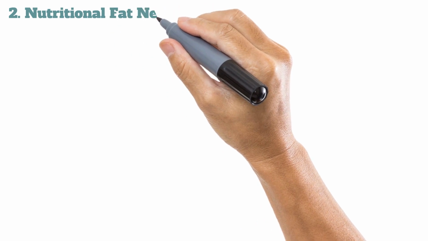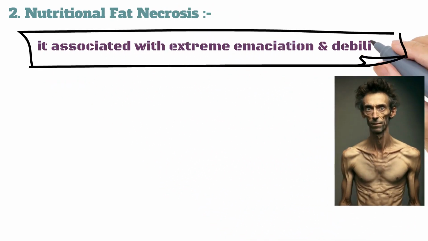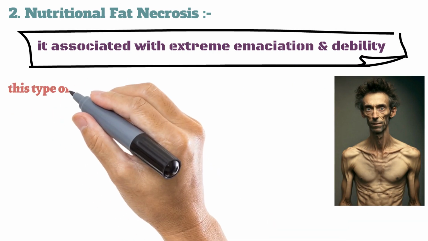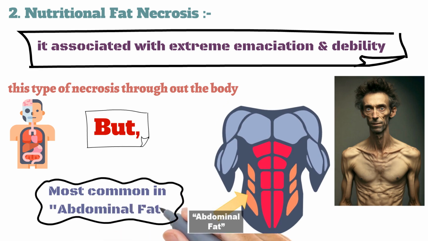Second one is nutritional fat necrosis. This type of fat necrosis is associated with extreme emaciation and debility. This type of necrosis occurs throughout the body, but is most commonly seen in the abdominal fat.